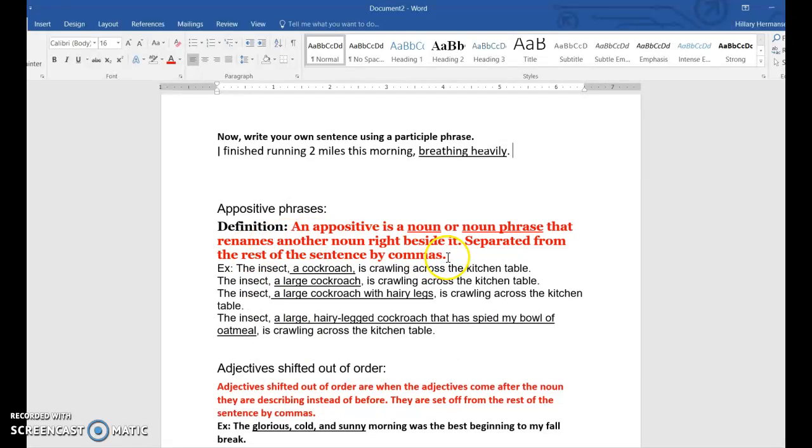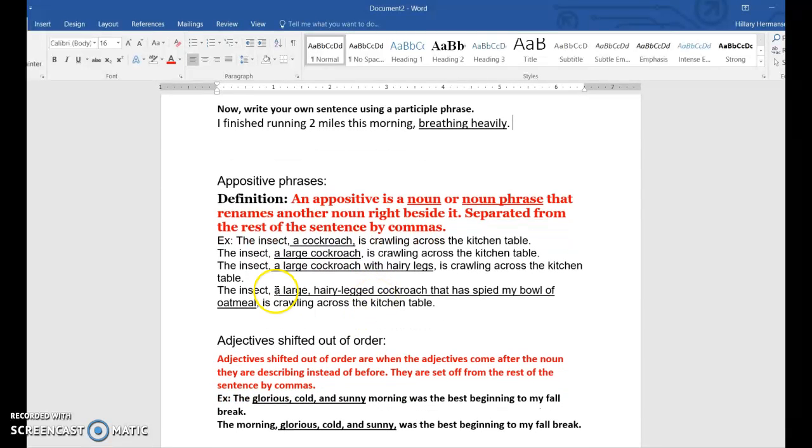Appositive phrases. So an appositive is a noun or noun phrase that renames another noun that's right next to it, and is separated from the rest of the sentence by commas. So for example, the insect, a cockroach, is crawling across the kitchen table. And notice you can just add as much as you want to the appositive phrase until you have the insect, a large hairy cockroach that has spied my bowl of oatmeal, is crawling across the kitchen table.